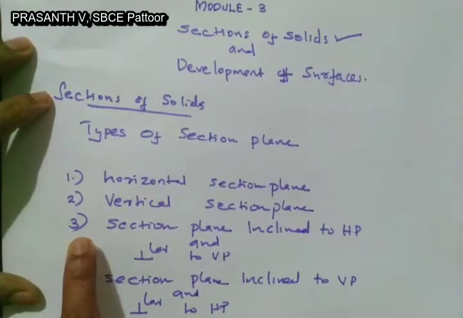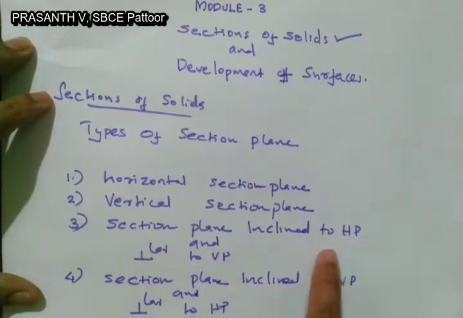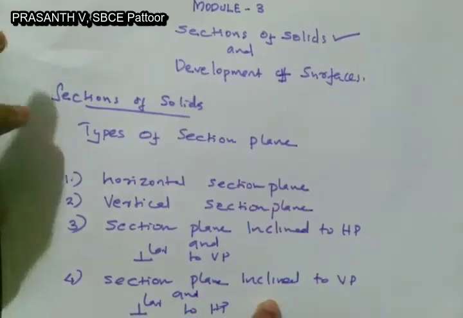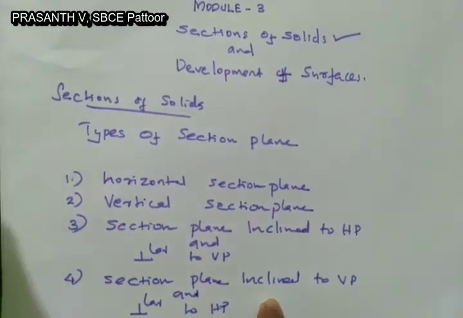And third one is section plane inclined to HP and perpendicular to VP. Fourth one is section plane inclined to VP and perpendicular to HP. These are the 4 types of section plane we are going to consider. In that, first we will consider this horizontal section plane.